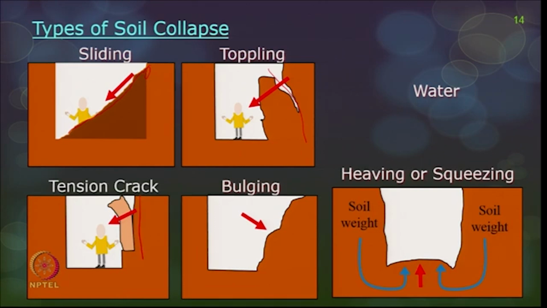Tension cracks: there can be a lot of cracks all along the excavated sites, and as a result the soil can start falling onto the worker. The next one is bulging.